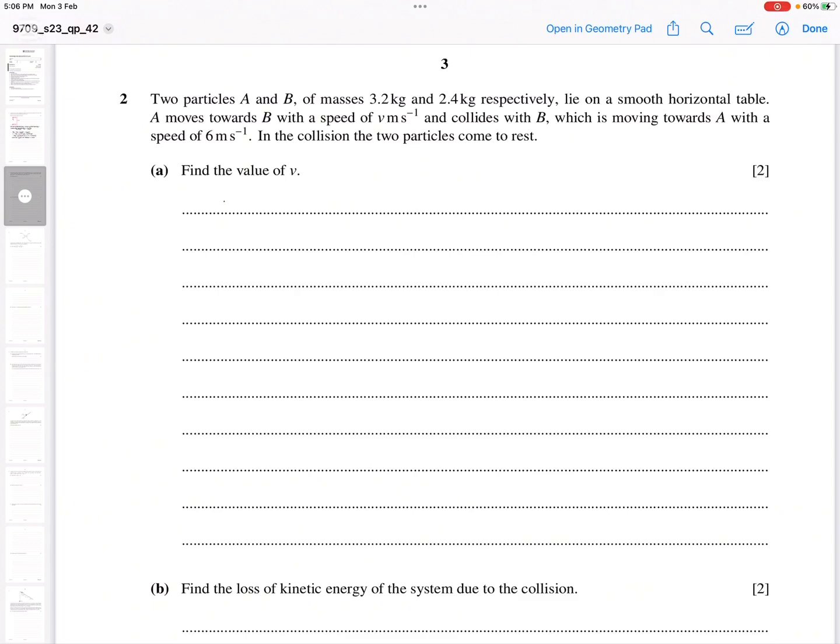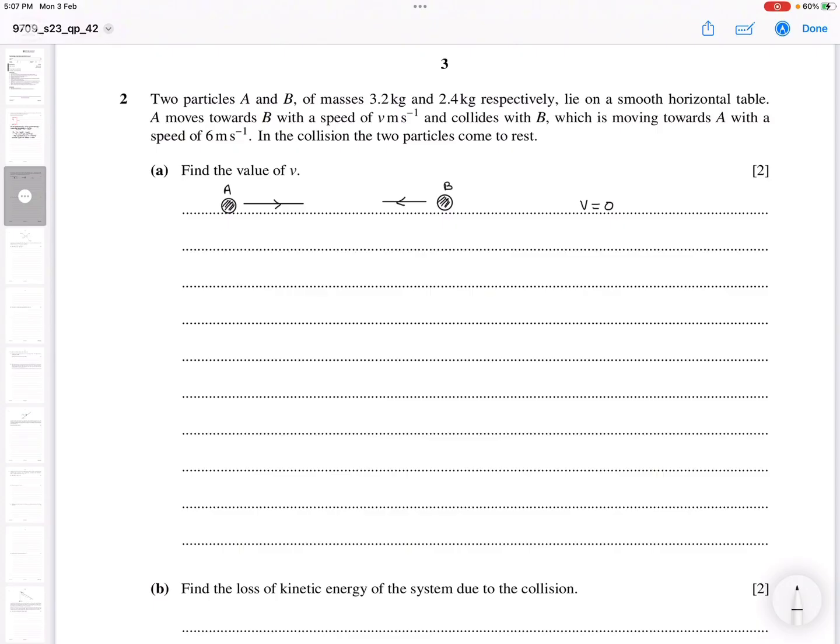So if we make its diagram, say this is particle A and it is moving towards B, and here this is particle B, it is moving towards A. So take the direction of A moving toward B as positive. So after collision, both particles stop. It means their final velocity would be 0 after collision.